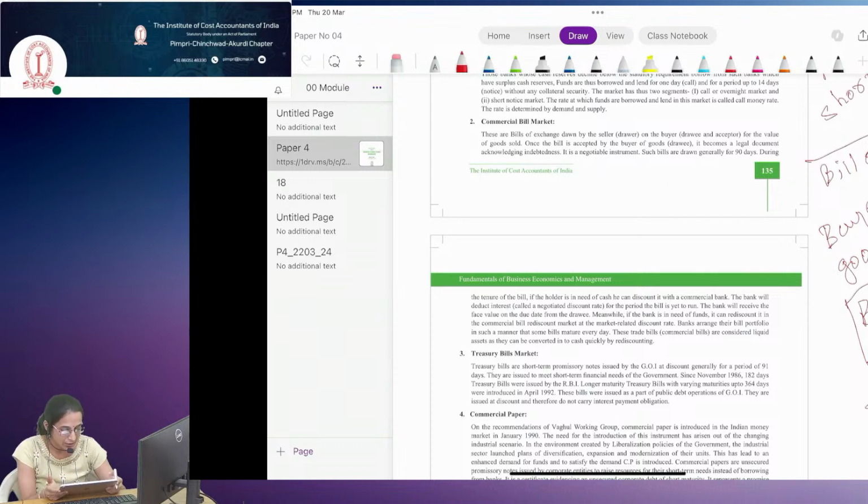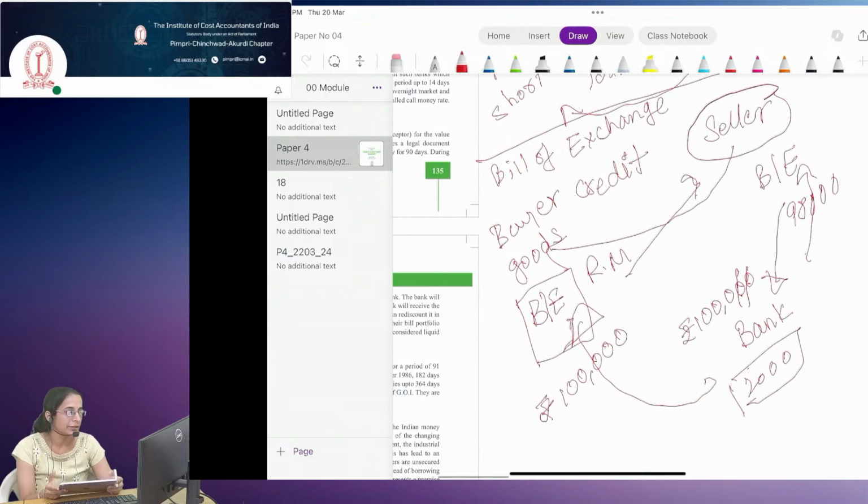Banks arrange their bill portfolio in such a manner that some bills mature every day. These trade bills are considered liquid assets as they can be converted into cash quickly by rediscounting. The seller does not need to wait for 3 months when the buyer will pay the amount. If he wants the amount immediately, he can go to a bank, get it discounted and get the amount. So it is a very liquid asset.